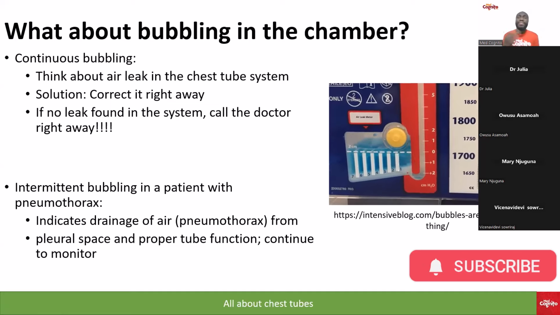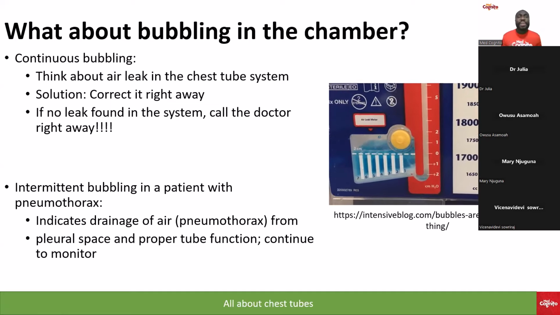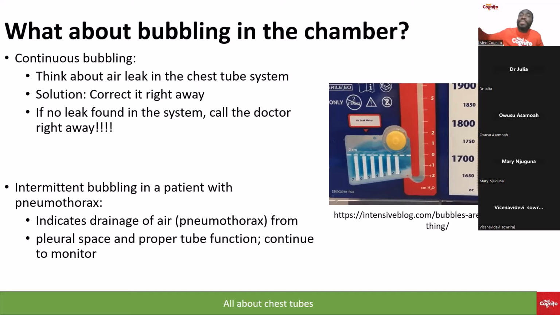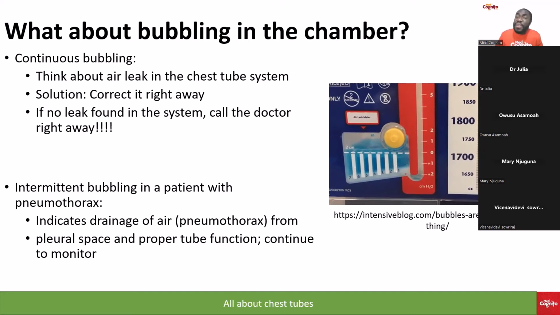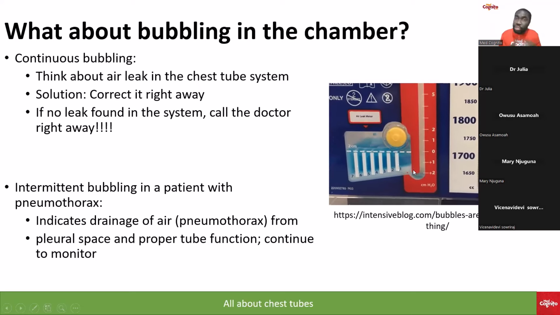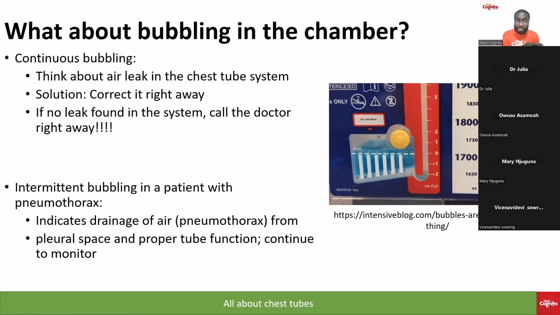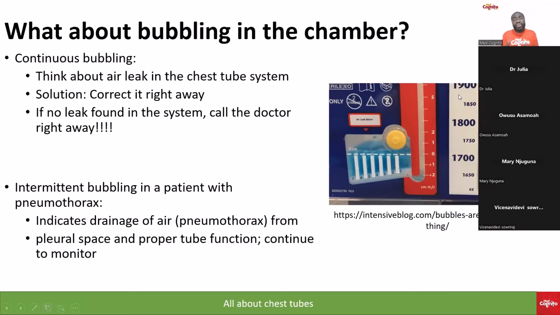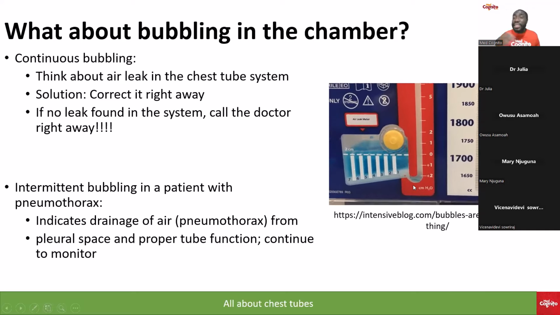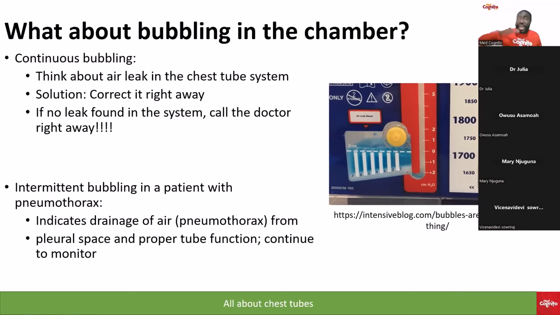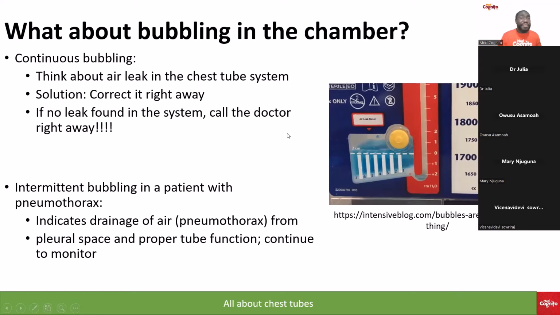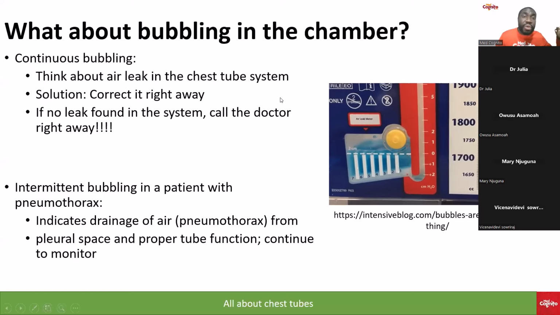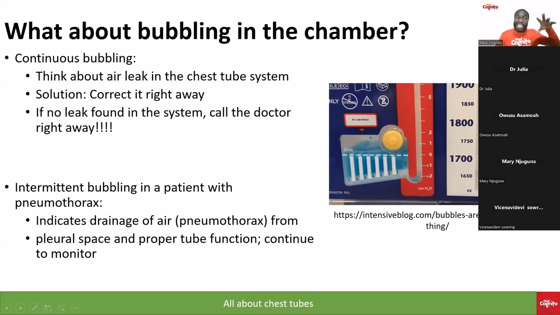Now, if the patient is having intermittent bubbling, especially a patient who has a pneumothorax, like when there's air in the pleural space, it means that the air is being suctioned, and that is intermittent. But if it is so continuous, like that, no. That means there's a leakage in the system, okay? Continue to monitor the pleural space and proper tube function. So if you have a patient with a pneumothorax and you start seeing some bubbling intermittently, that is good because it means the pneumothorax is being cleared. But if it is a regular pleural effusion and you see too much bubbling, that should tell me there's something wrong with the tube or the system itself is leaking.